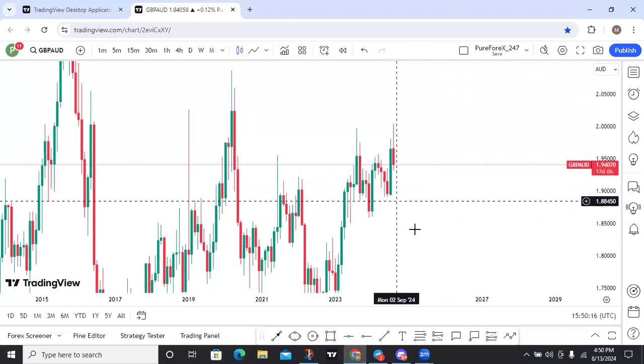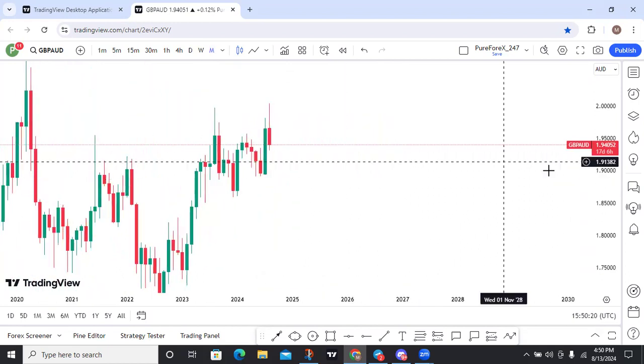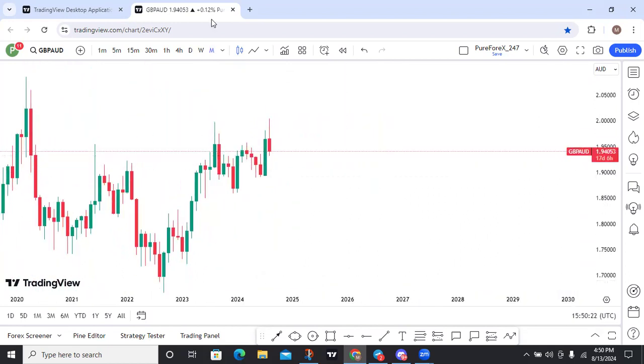Now remember, on the monthly, what do we have? On the monthly time frame, we have a bullish engulfing. You know, whenever a bullish engulfing happens, the market tends to retrace before the continuation of the movement, right?